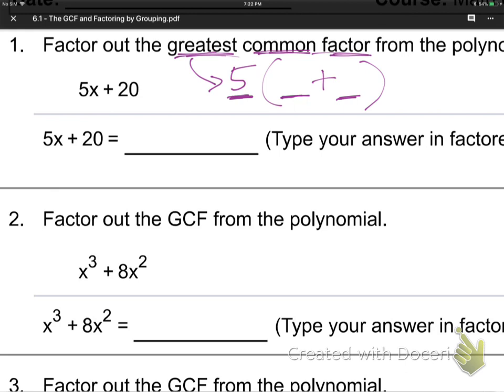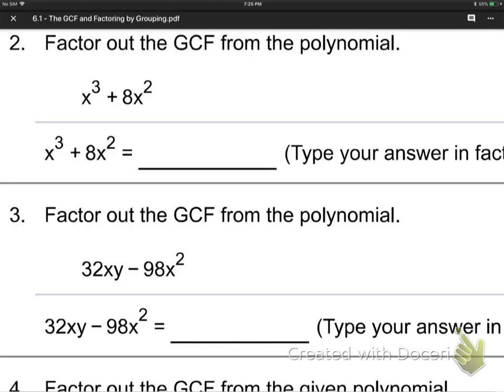Okay, so then how do you figure out what goes on the inside? Whatever works. Just say 5 times what would go back to 5x? x. And 5 times what would go back to 20? And we're done. See how we just thought the multiplication backwards? That was not bad. They'll get much more challenging than that. Is that good? Does that make sense? So far, so good.